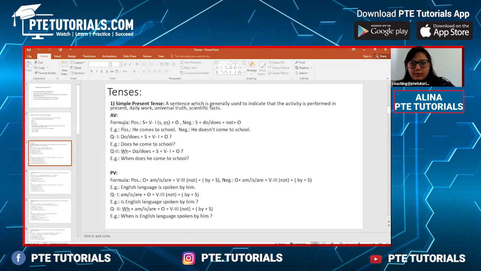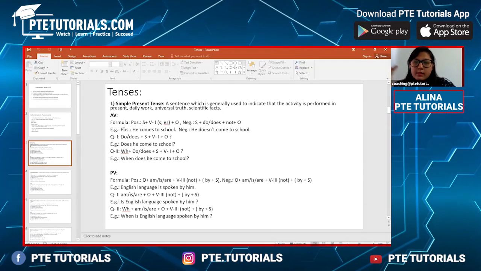Simple present: there are no effects of the past, and nothing about the future. Nothing that will take place later, no past effect in future or present. It's just simple. In simple present tense, the things or facts which are taking place are in the present. So it can be daily work. I wake up early in the morning. This is present tense.